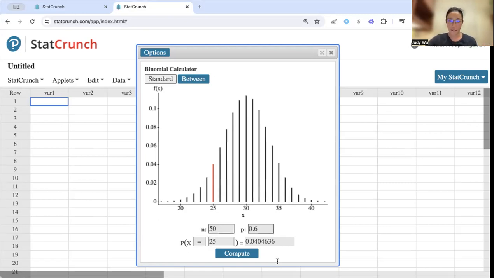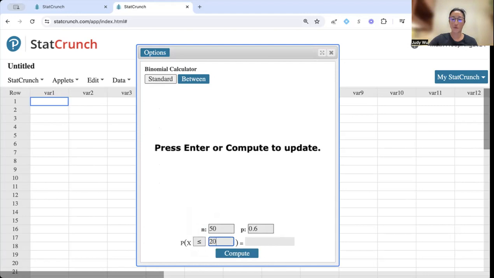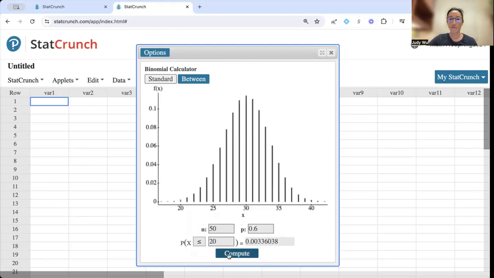All right, the next one was x is less than or equal to, not 25, but 20. So let me go ahead and compute that. And we can see there are some red bars. They're super tiny, but they're there. That means we have a really small probability that we're going to find 20 or fewer adults who prefer saving. And that should make sense, because our probability states that we should have more adults who prefer to save rather than spend.